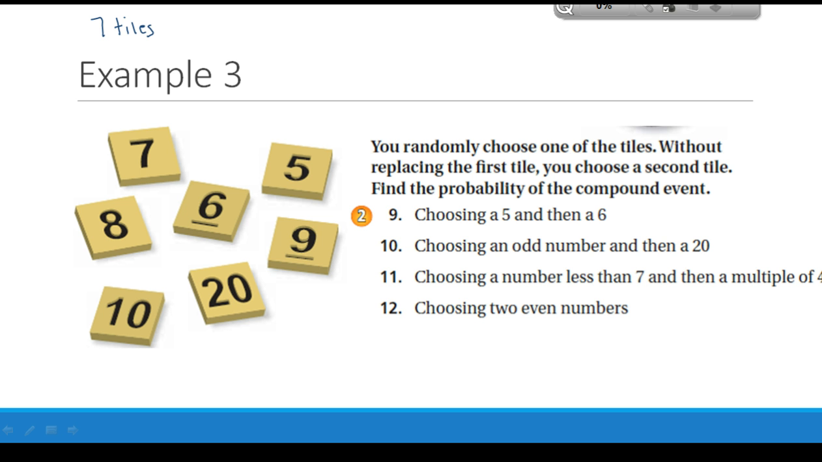Okay, so for the first draw, there's always going to be 7 tiles. The second draw, there'll only be 6 tiles, right? Okay, so our sample space will be 7 times 6, which is 42. Okay, so find the probability of each compound event. So the first one, number 9, is choosing a 5 and then choosing a 6.